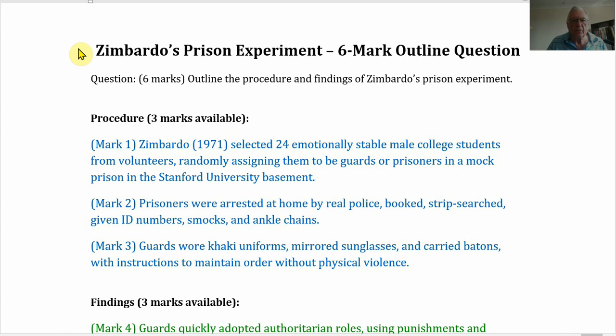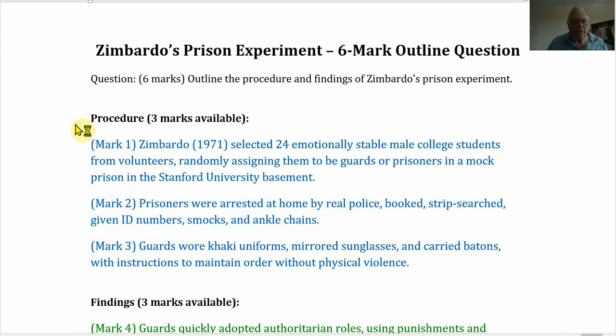This is a 6-mark question from Zimbardo's prison experiment. And it says, outline the procedure and findings of Zimbardo's prison experiment. When you see the word outline, that just means that you make straightforward AO1 statements about it. So it's the procedure and the findings. And being 6 marks, what you need is 3 marks for the procedure and 3 marks for the findings.